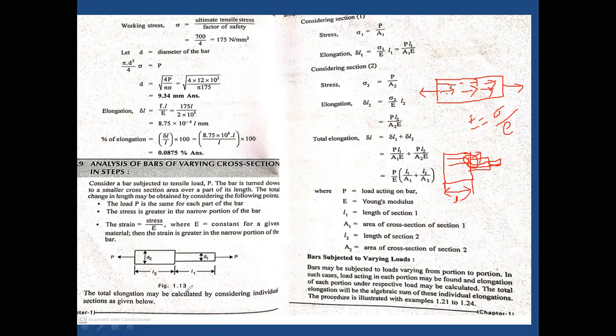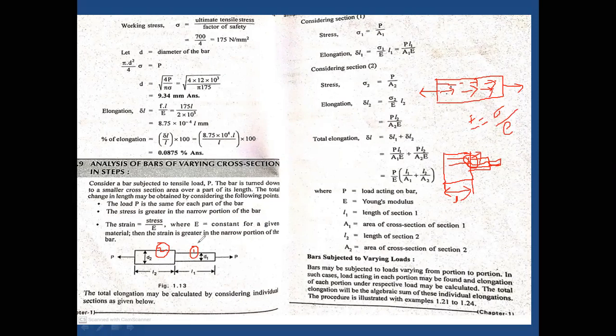And next, if stress equals P by A, the elongation will be PL by AE, as we discussed earlier. Suppose in this situation this section is part 1, and this section is part 2. So we split it into two pieces, and we are going to analyze each individual portion.